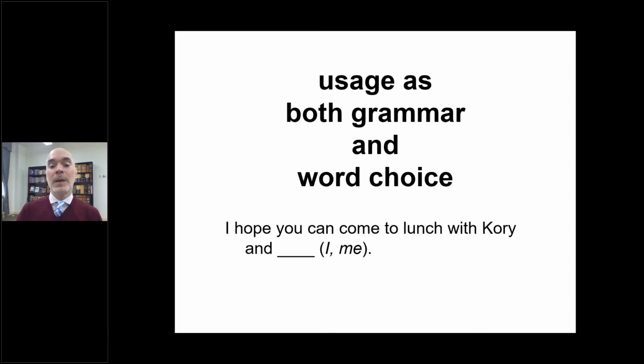So I hope that you can come to lunch with Corey and me, and it would be me as the correct object pronoun. Now, most of you already know that, but I bet if you pay attention to American news or politics, every American president in my lifetime has often used I in this exact syntactical circumstance. So you realize that it's possible and even logical for some English speakers to confuse this usage issue.